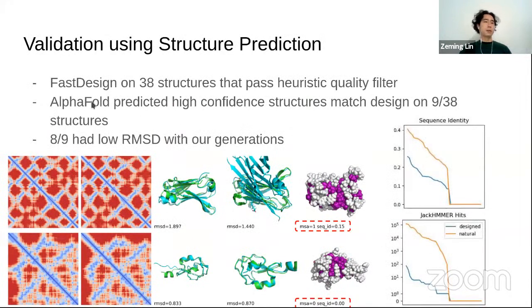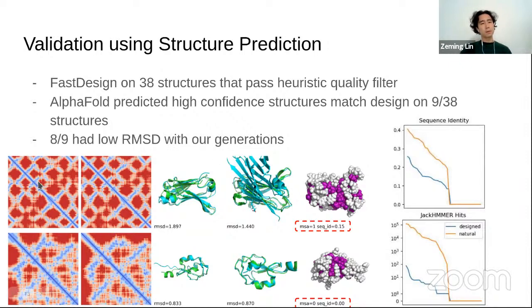Finally, we decided to do this design experiment. So FastDesign is quite a slow procedure because you have to design a lot of sequences and then pick the best ones. And so we did this on just 38 structures that pass a heuristic quality filter from the VQVAE backbone model. And we found that if you give these designs to AlphaFold, AlphaFold can predict high confidence structure matches for 9 of these designs. For the ones that had low confidence, I don't know how much we can say about them. So we decided just to look at these 9, and 8 of the 9 had pretty low RMSD with our generations.